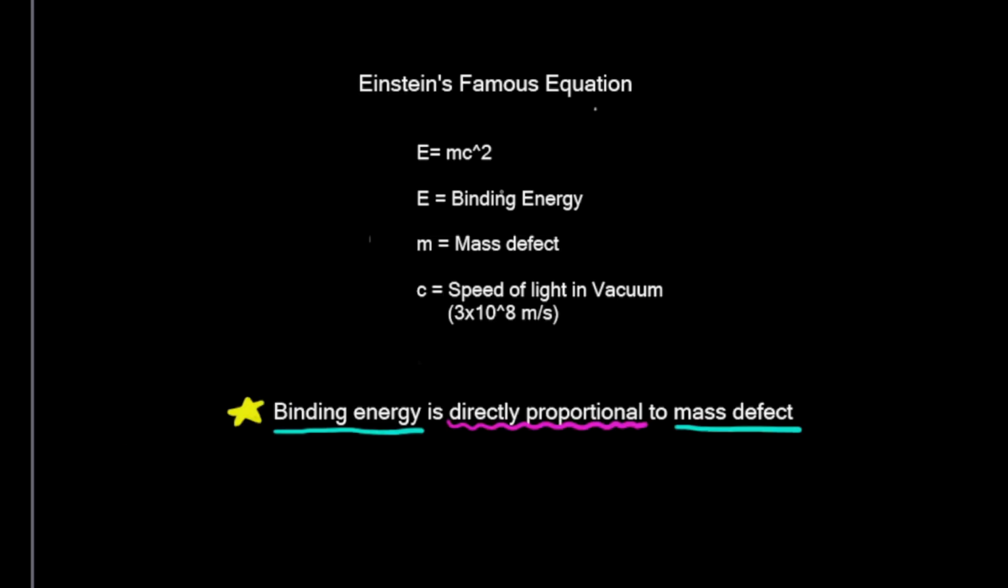The mass defect and the binding energy can be explained by Einstein's famous formula, E equals mc squared. In this equation, E is the binding energy, m is the mass defect, and c is the speed of light, which equals 3 times 10 to the 8 meters per second. Binding energy is also directly proportional to mass defect. This is an important point.